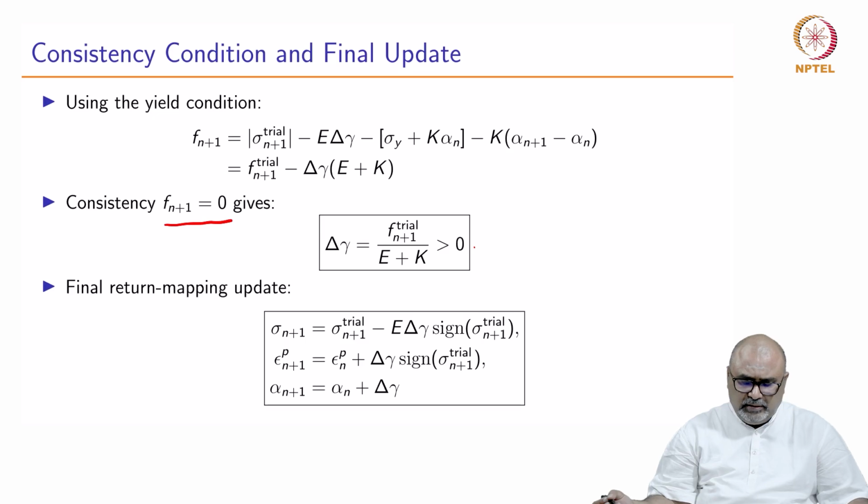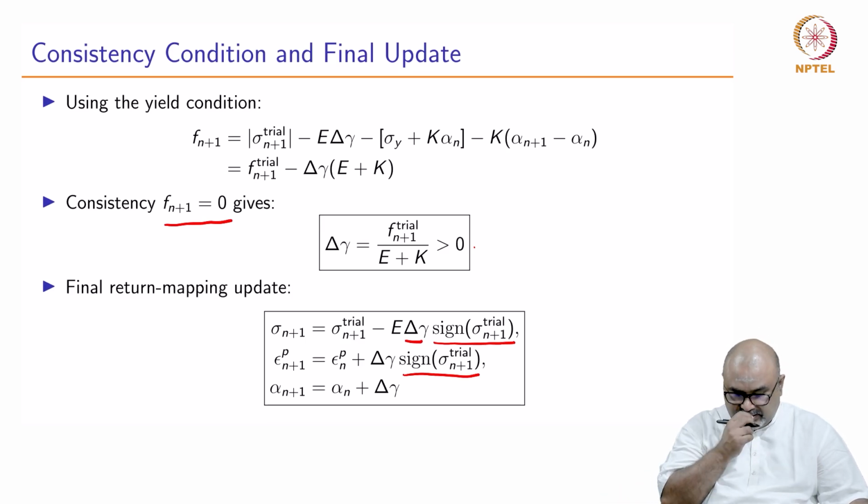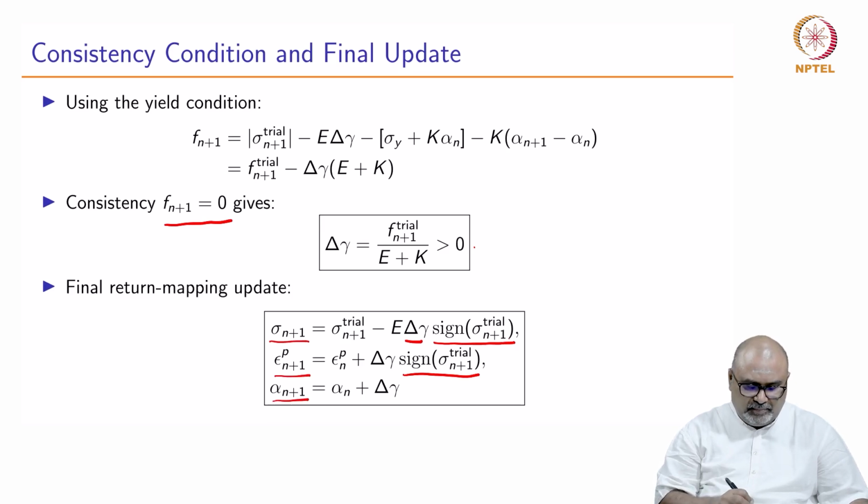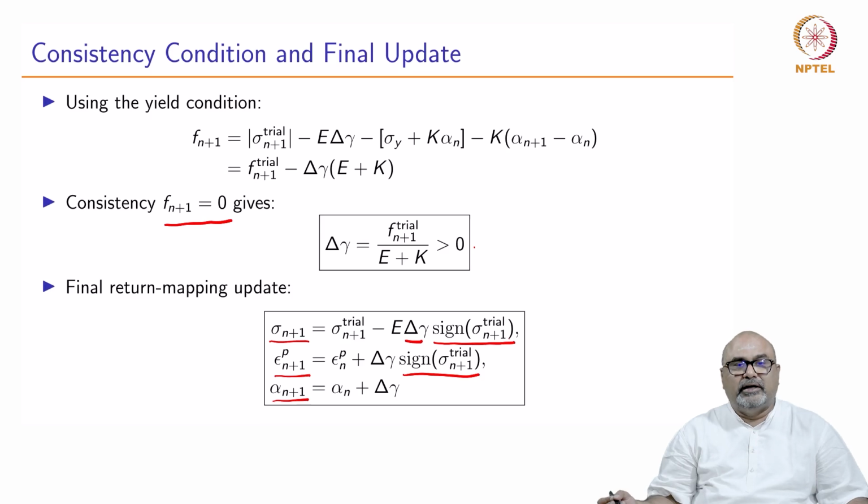So, knowing the value of delta gamma, finally we get what is the update. So, we have obtained what is the direction in which we have to proceed. So, we know the value of delta gamma and we have to proceed in the direction of the trial elastic step. So, sign of sigma n plus 1 trial, and knowing delta gamma we can find out what is sigma n plus 1, epsilon n plus 1 p and alpha n plus 1.